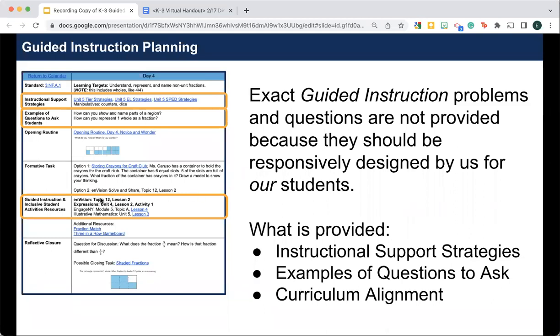You also could pull questions from Engage or Illustrative, which are freely available online. We don't provide the exact problems that you want to use for guided instruction because we don't know what your students need and because you have different programs. So unlike opening routine, which we give you exactly, and formative task, which we give you exactly, we suggest places where you can go to identify 1 or 2 problems for connect and explain, 1 or 2 problems for apply and practice.